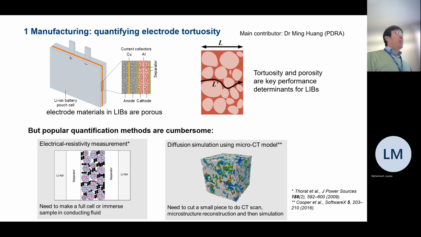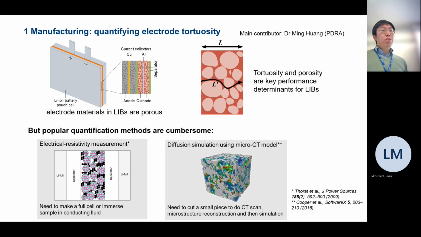So tortuosity and porosity, therefore, are key determinants of the performance of lithium-ion batteries. But unfortunately, the popular quantification methods are relatively cumbersome. You either need to construct a working battery cell in order to evaluate how efficiently the ions are passing through, or you need to take the electrode, cut it off, and put it into a micro CT scan and reconstruct the structure to mathematically calculate how large the tortuosity is.